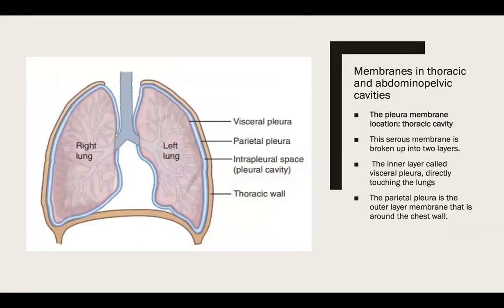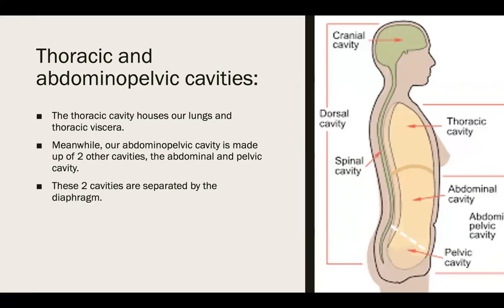So therefore, the thoracic and abdominal pelvic cavities consist of three serous membranes, those in the lungs, the heart, and the abdomen.